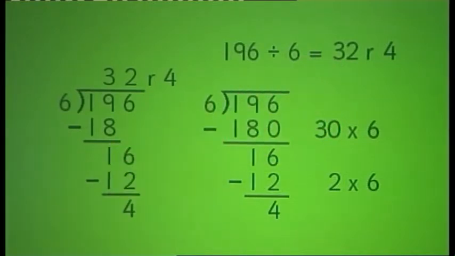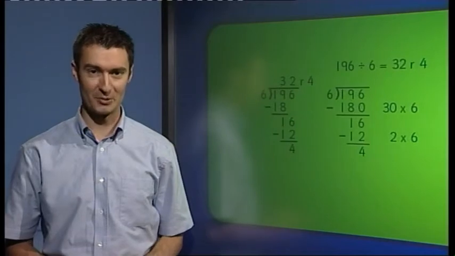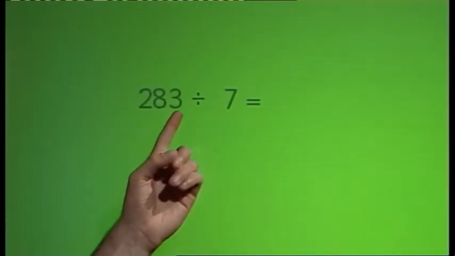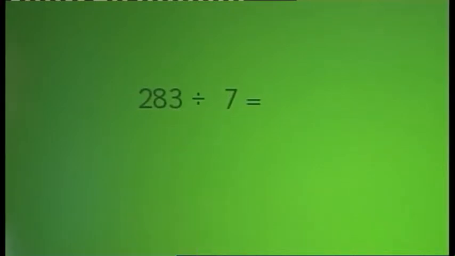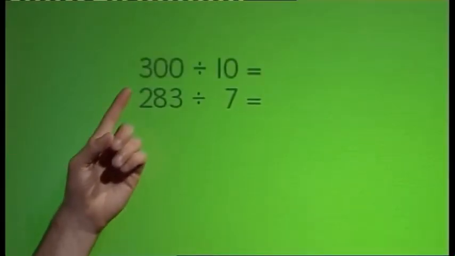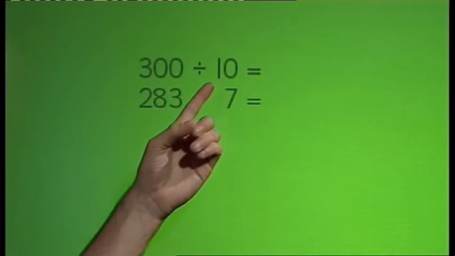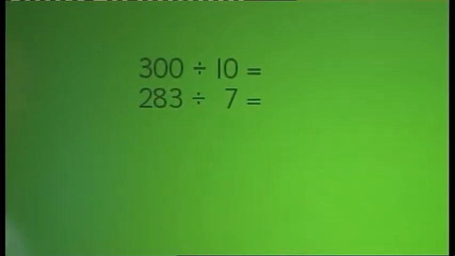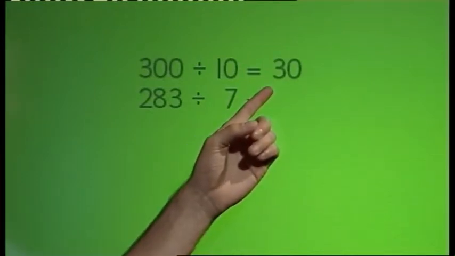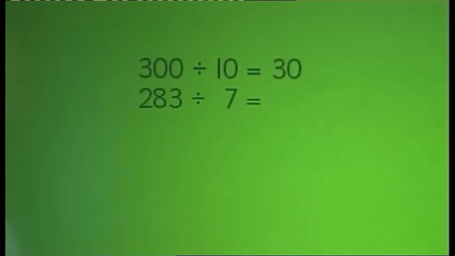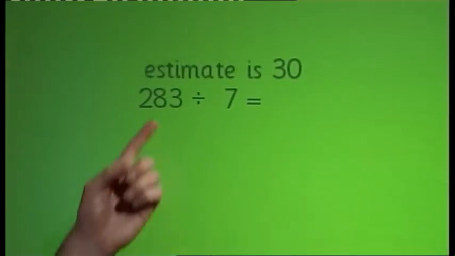Now I think that you're really going to like short division. So let's do another one. Here it is. 283 divided by 7. And we haven't done this division before, so how about an estimate? Well, I think that this is close to 300 divided by 10. Not very close, but close. 300 divided by 10 is 30. So we'd expect the answer to be around 30, but perhaps not very close. So anyway, that's our estimate.